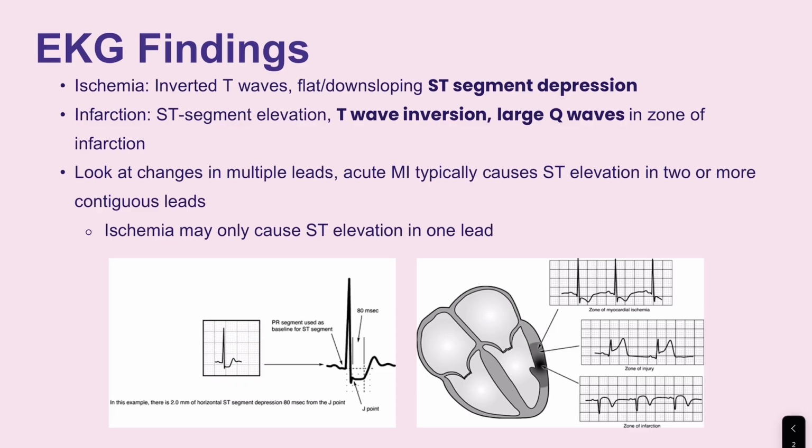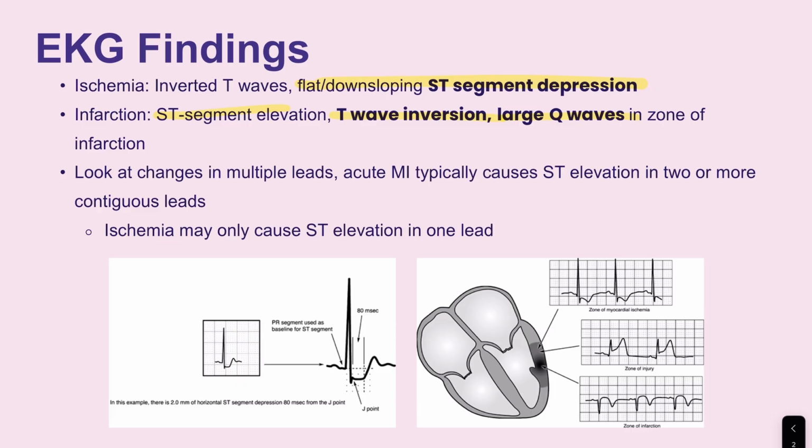With ischemia, we're really going to be looking for those inverted T waves or that flat and downsloping ST segment depression. Whereas in an infarction, we're looking for the classic ST elevation, the T wave inversion, or the large Q waves in the zone of infarction. Now, it's really important that we're looking at changes in multiple leads. We're given a full 12-lead EKG in most of these cases, so we need to use all of that information to our advantage. Acute myocardial infarction, or MI, typically causes ST elevation in 2 or more contiguous leads.